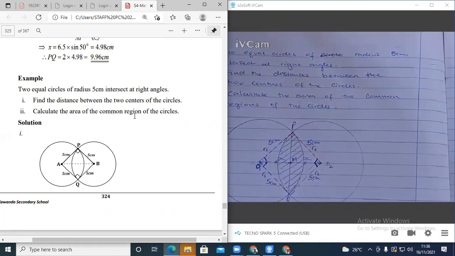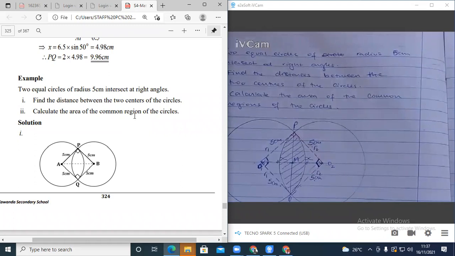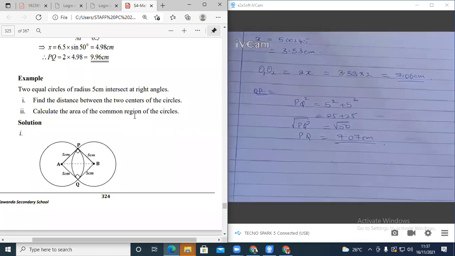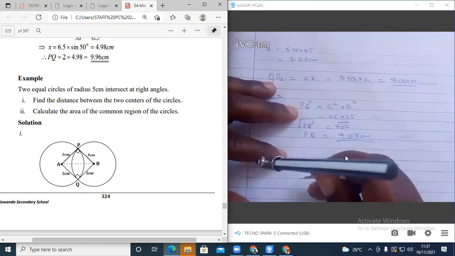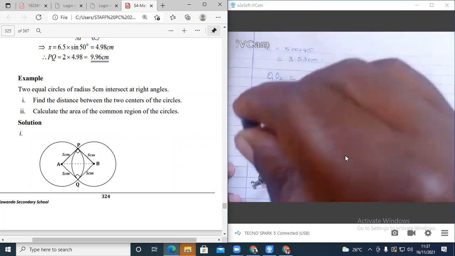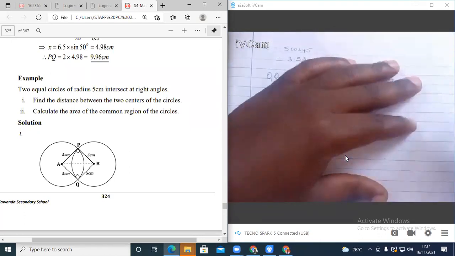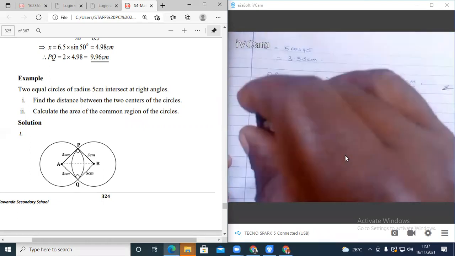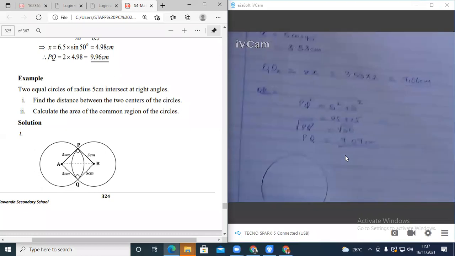To find this area, I'm going to draw only one circle, and then we find the area. We have already done this. When you're looking at area, we have area of a sector minus area of a triangle, that's what we are going to do.